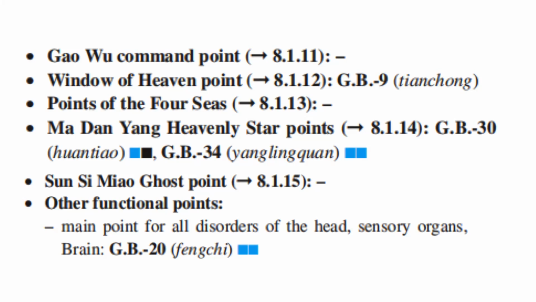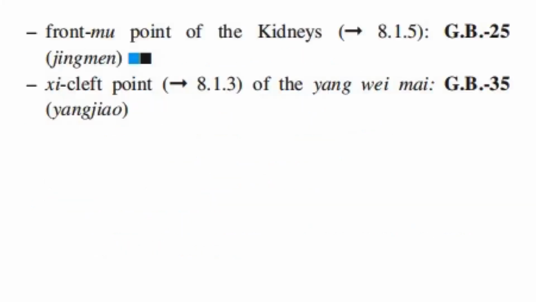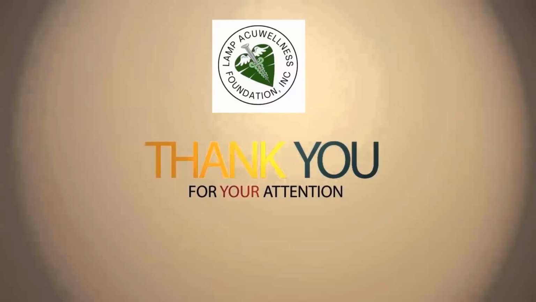The other functional points: the main point for disorders of the head and sensory organs and the brain is gallbladder 20. The front-mu point of the kidney is gallbladder 25, and the cleft point of the Yang Wei Mai is gallbladder 35. Thank you for listening.